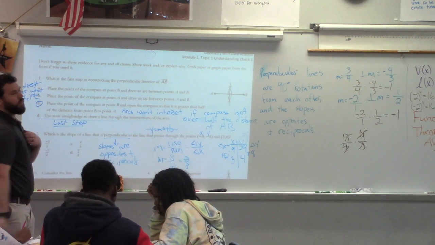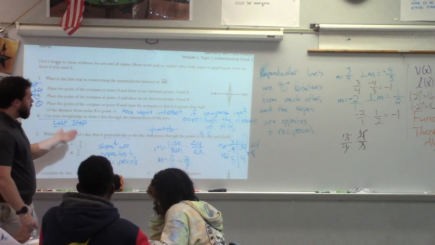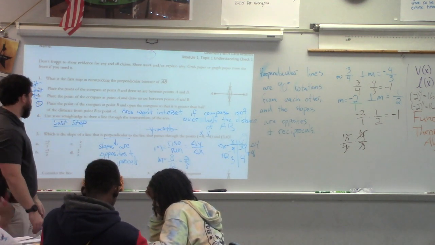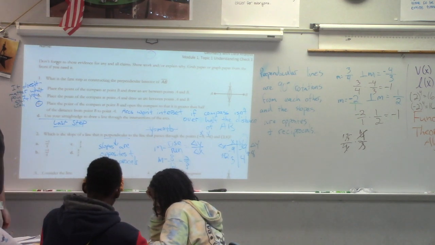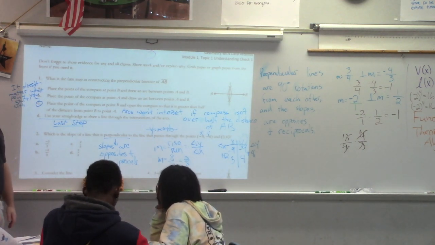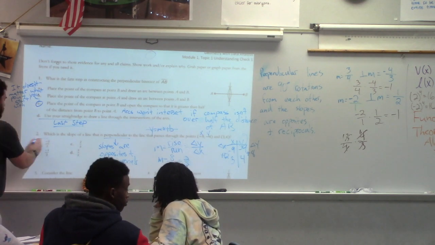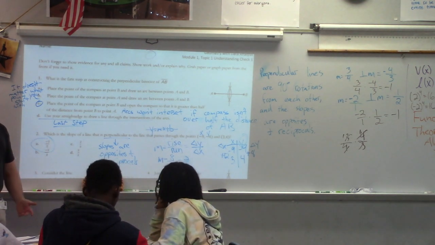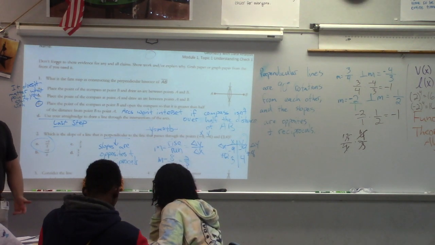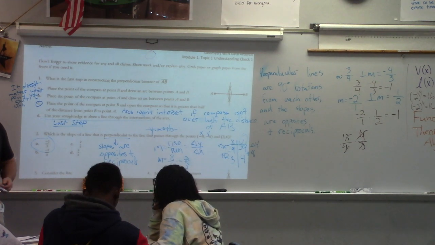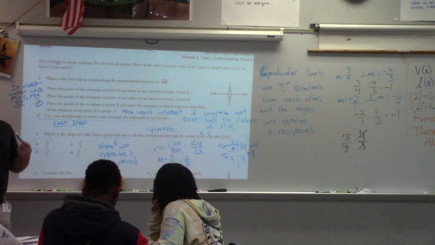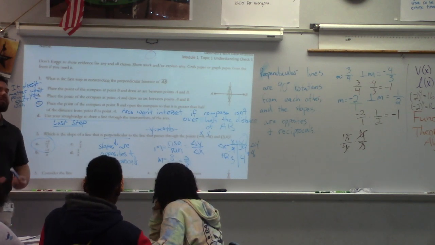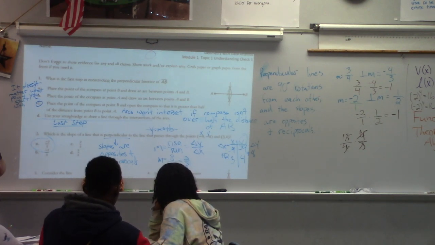I use my slope formula. And now I know that I need the opposite and the reciprocal. What's the opposite and reciprocal of 2/3? -3/2. By writing out what you know, it's going to help you focus your attention so that you can get it right. I'm not asking you to show your evidence to be mean or to make you do more work. I'm asking you to show your evidence because it's going to help you grow and learn.